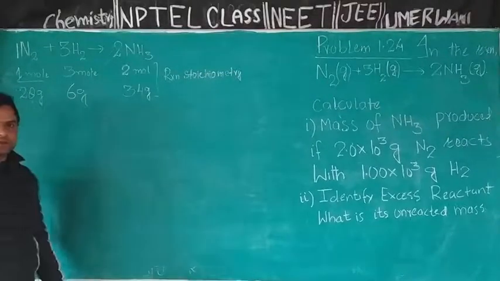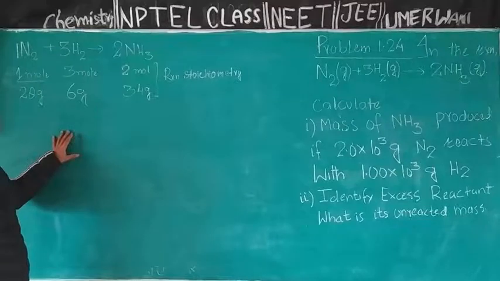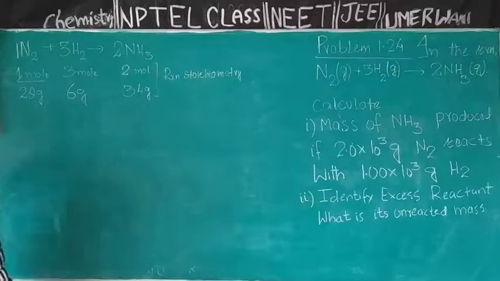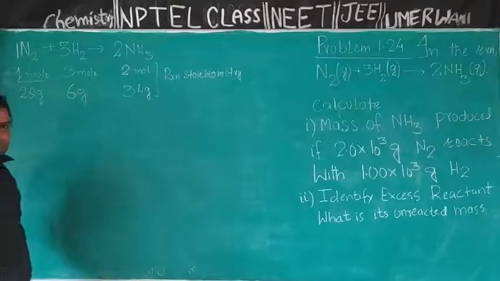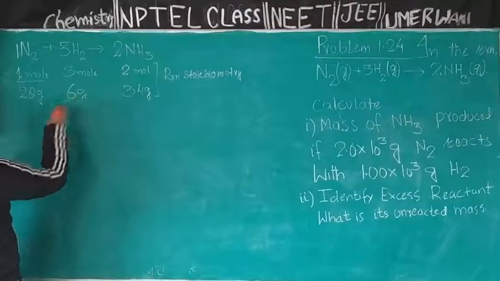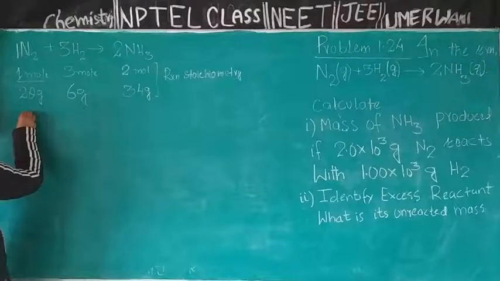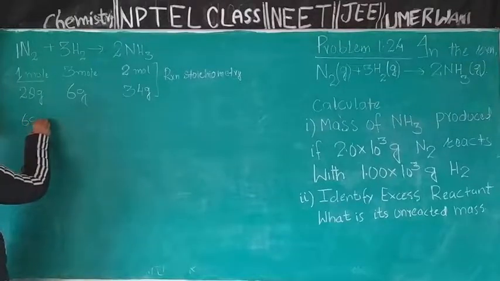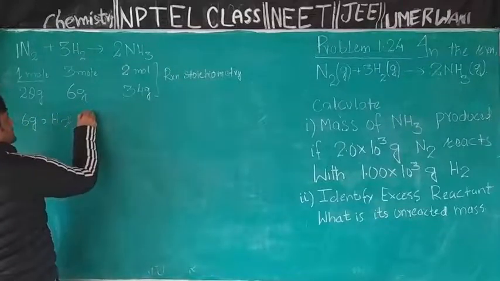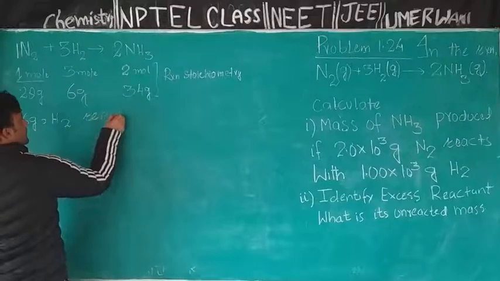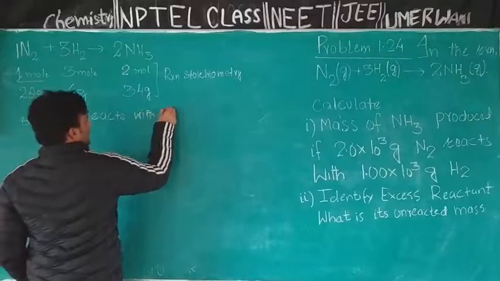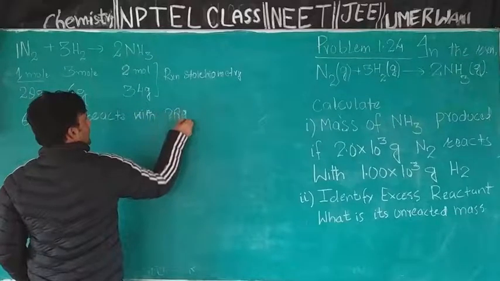And second idea I said is limiting reagent. First I have to identify limiting reagent. I will go for identification of limiting reagent, whether limiting reagent is present in this reaction or not. Reaction stoichiometry says me that 6 gram hydrogen reacts with 28 gram dinitrogen.